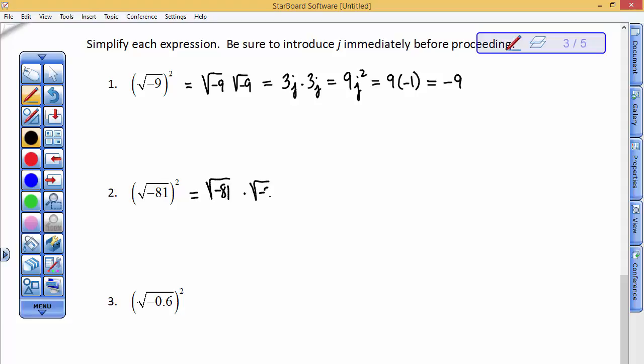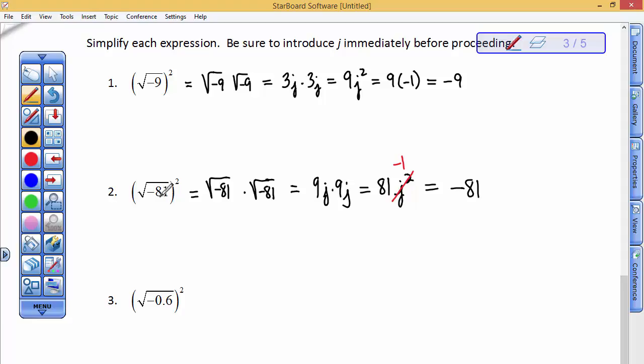I write it out so that you just don't forget that that's 9j times 9j, which is 81j squared. And again, this is kind of what I mean. I'll cross this off and call it a negative 1. So my answer is a negative 81. Interesting, would you notice in this case that my answer is what's under the radical? So the answer for this one should be a negative 0.6, going through that same process.